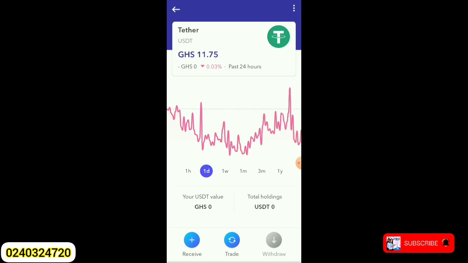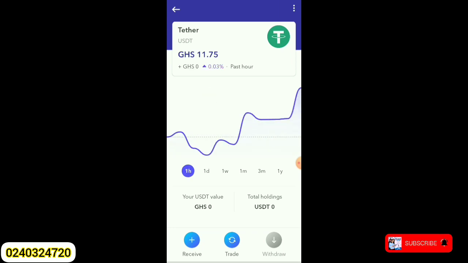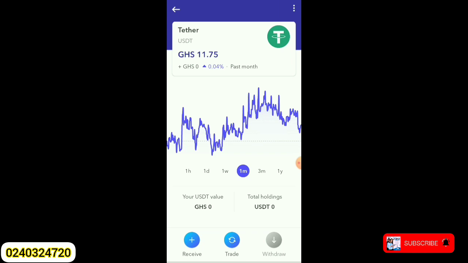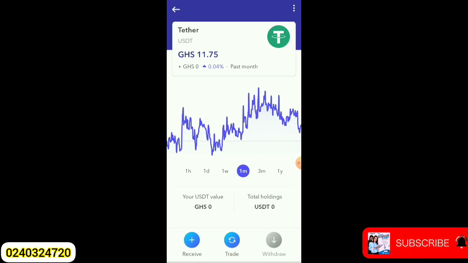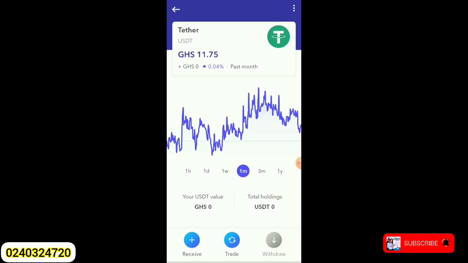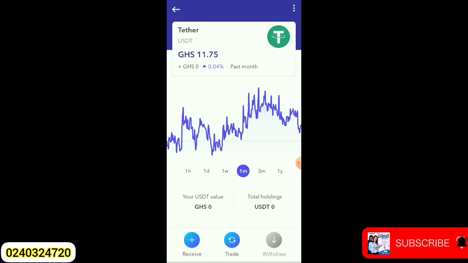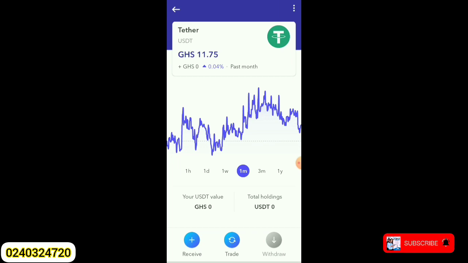If I want to read 1 hour, it will load. This is the 1 hour. This is for 3 minutes, 1 minute. It's like you're doing your normal forex trading. So your USDT value and total holding, that's your USDT. If I deposit money in it right now, the USDT value is around 11.75. One USDT will cost me 11.75. That's the value of the USDT.